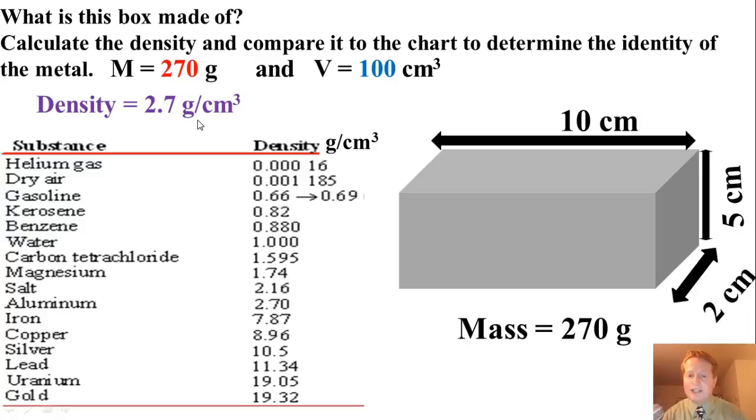Now we find this on our table, and what exactly must our box be made of according to our table of densities? So you should have found that our box is made of aluminum, because the value of aluminum is 2.7. What are the units for that 2.7 according to our table? So we should have gotten that the units are grams per centimeter cubed.